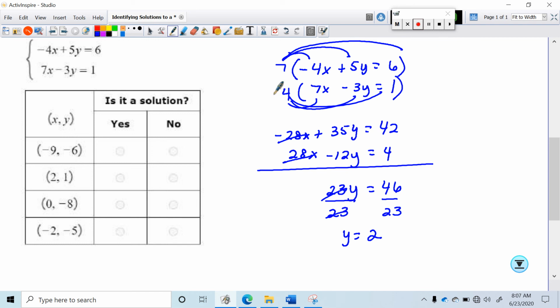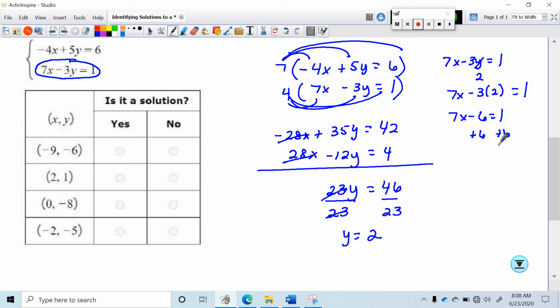Okay, so now I'm going to take one of these. It doesn't matter which one. I'm going to use the one that has smaller numbers maybe. It doesn't matter which one you use. So 7x minus 3y equals 1. However, I know that y is 2. So I have 7x minus 3 times 2 equals 1. So 7x minus 6 equals 1.